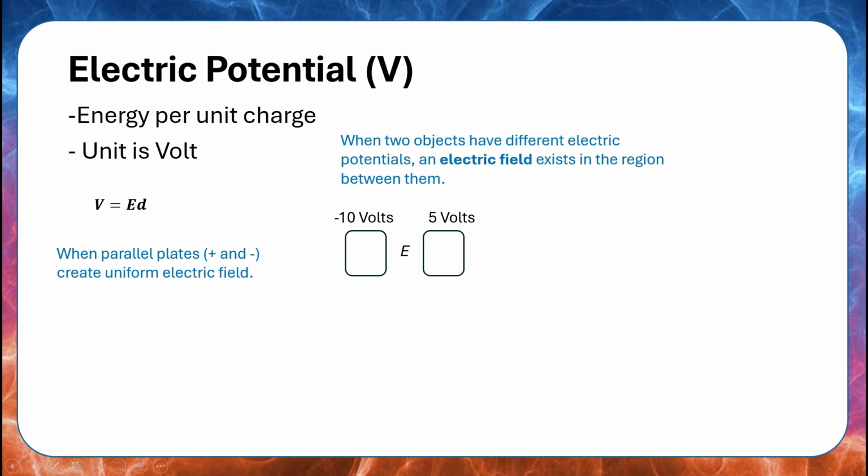Just like this one. We have two objects, negative 10 volts. It means that's the electric potential created by that object. And the second object has an electric potential of 5 volts. These two can create an electric field between them. If you are already certain about their electric potential, there is already a given voltage for each one of them. It means they have their own electric potential.